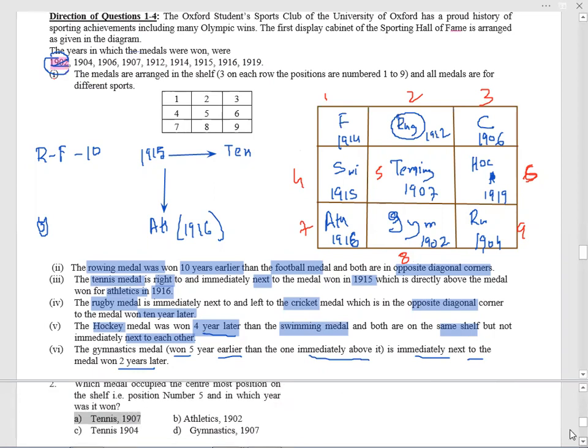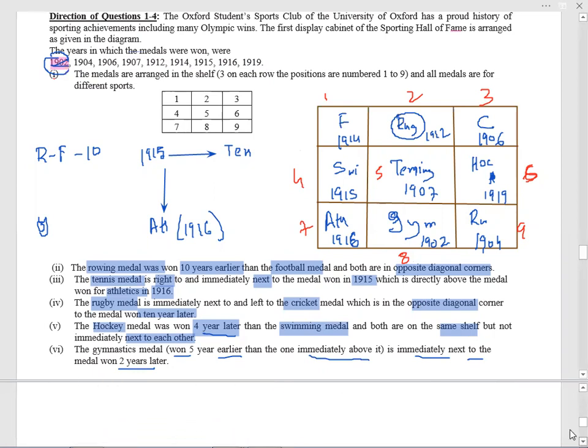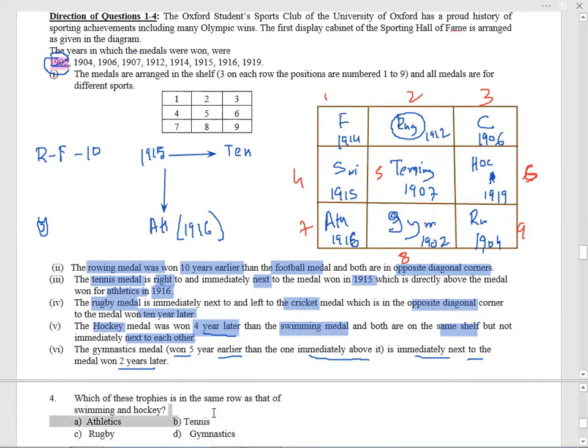Next one. What is the position of the athletics medal? 7. Here is the athletics medal. Last problem: which of these trophies is in the same row as the swimming and hockey? With swimming and hockey, we have tennis. Option B. Clear?